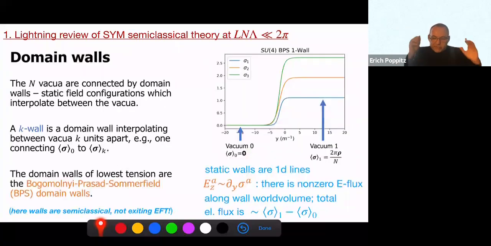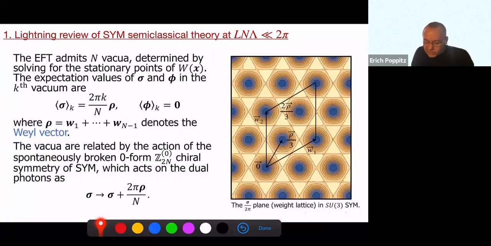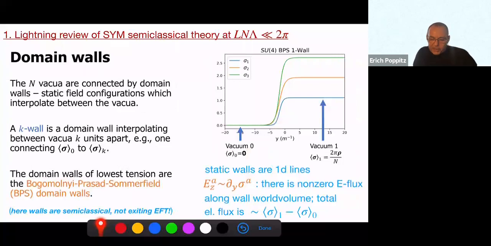So these are the vacua. Whenever you have discrete vacua, you have domain walls. This is where I'm headed. There are domain walls, and there are n vacua. And so if you have n vacua that correspond to the breaking of some Zn symmetry, there is the notion of a k-wall. A k-wall is a domain wall that connects vacua k units apart. So it takes sigma 0 to sigma k.